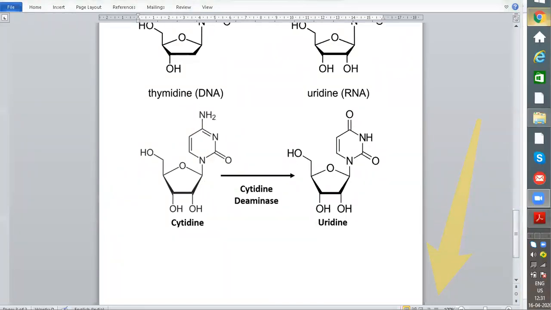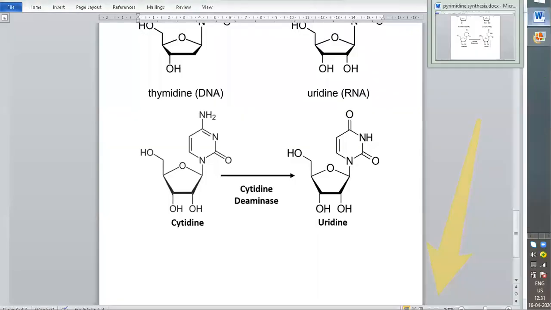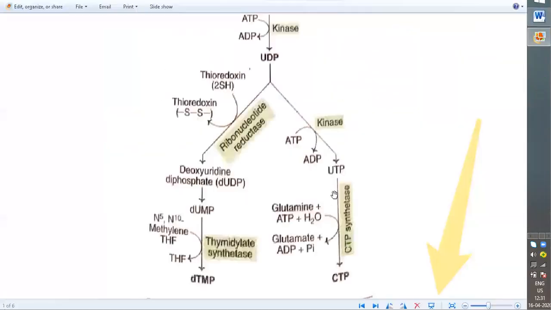So this is the amine group. See here, the glutamine source is providing the amine group, and that amine is added to UTP, then it is converting into CTP. Here the enzyme is CTP synthetase, so we are finally forming CTP, cytosine triphosphate. That's why this is called CTP synthetase. And here we are forming deoxythymidine monophosphate, that's why this is called thymidylate synthetase.